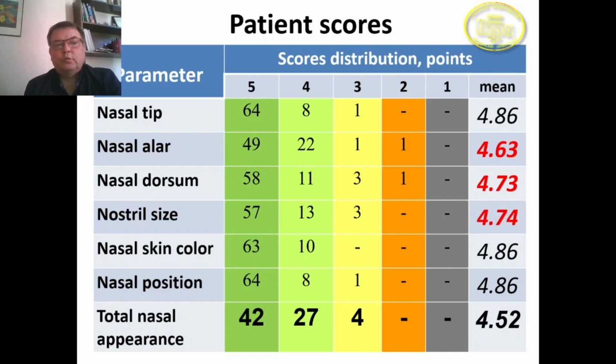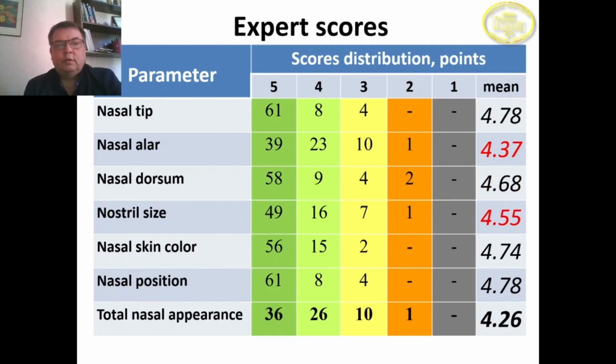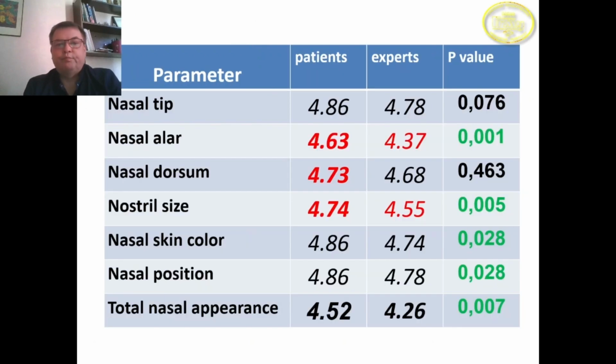Distribution of patient scores of cosmetic outcome is presented in this table. Patients mostly scored nasal appearance with optimal or suboptimal scores. Lower scores were reported in nasal alar, nasal dorsum, and nostril size indicators. Expert scores were mostly lower than patient scores, and nasal alar and nostril size were scored lower.